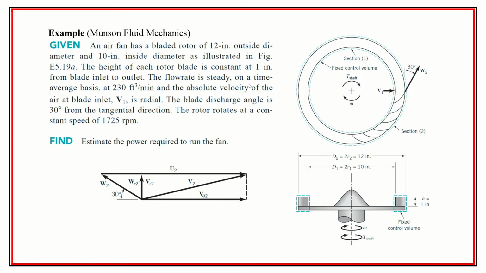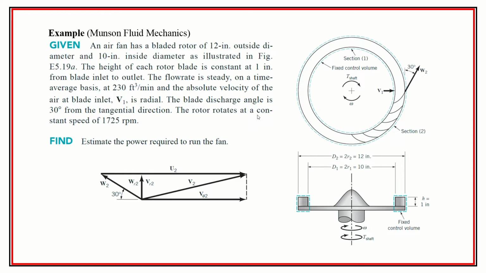If the flow rate is steady on a time average basis, it's going to produce 230 cubic feet per minute. And the absolute velocity of the air at the blade inlet is completely radial. They can form this angle on purpose to try to make that as radial as possible, or that's just an assumption that we're making to make life easier. So the blade discharge angle is 30 degrees right there, the angle from the tangential direction.